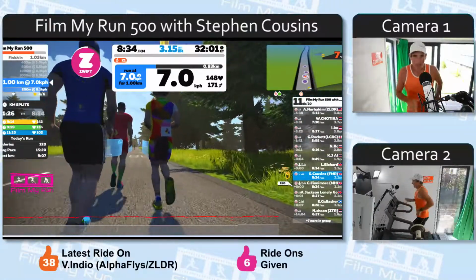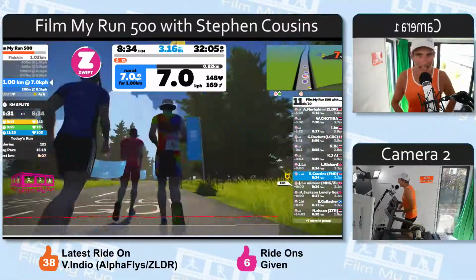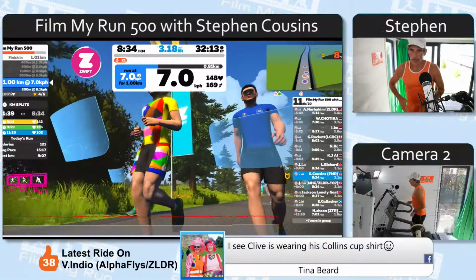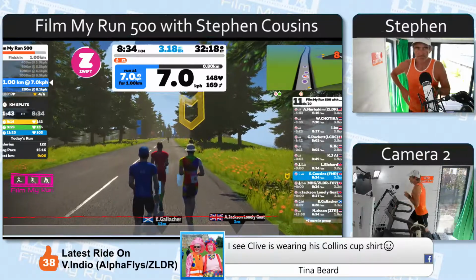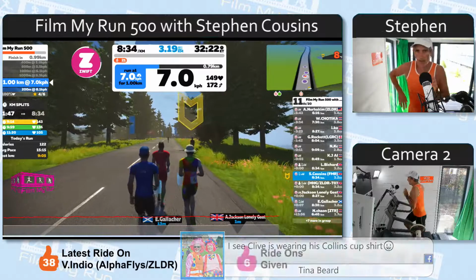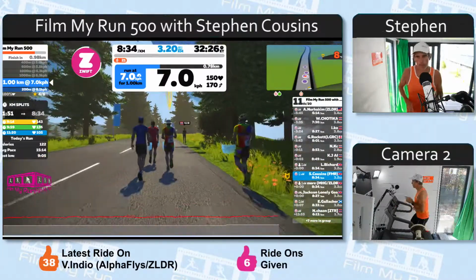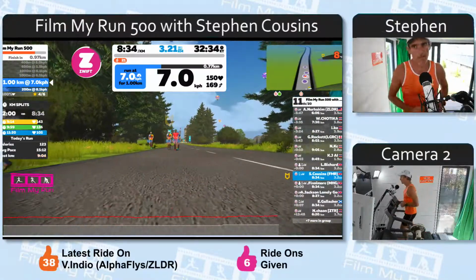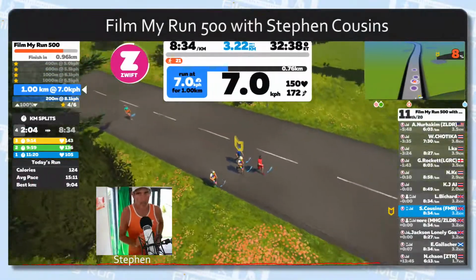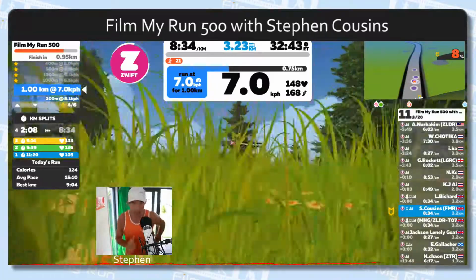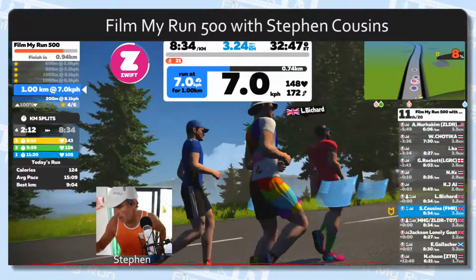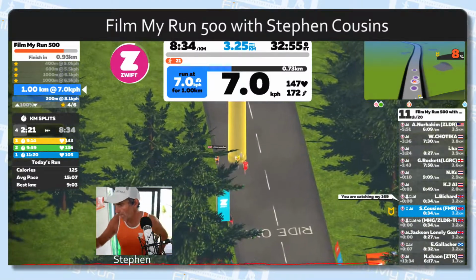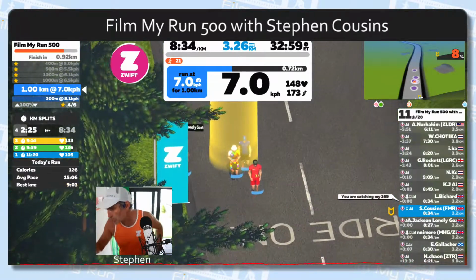8 minutes to go. Heart rate for Clive, 150. Clive is out of the game. And I'm about to be out of the game. 148 for me. One kilometre left. And there's 151 for me now. 151. I'm out. I'm out.